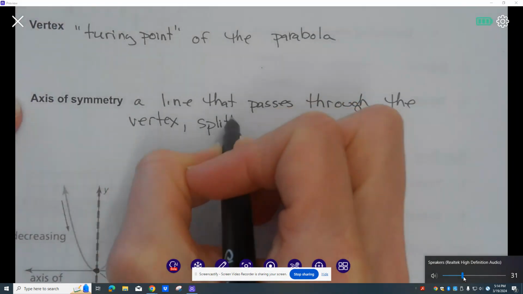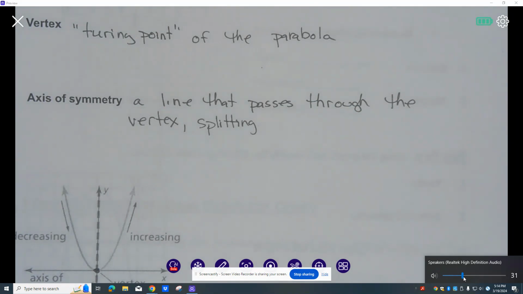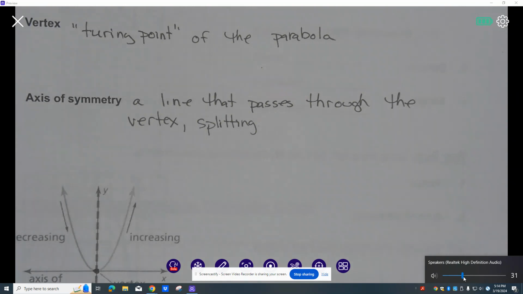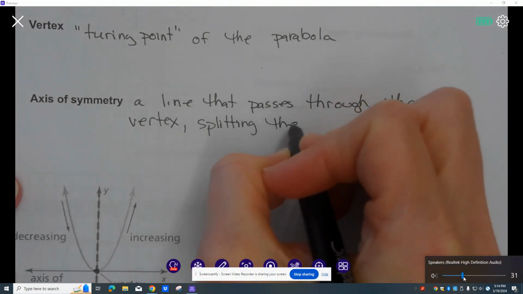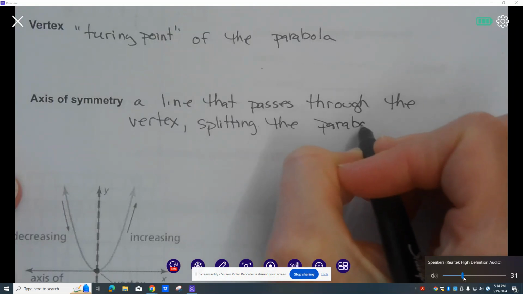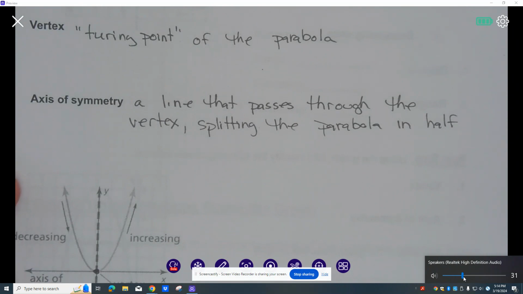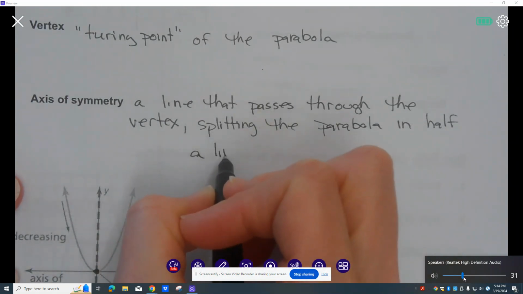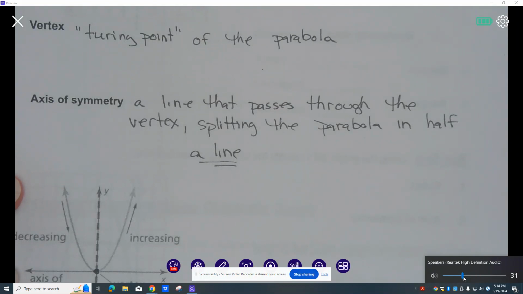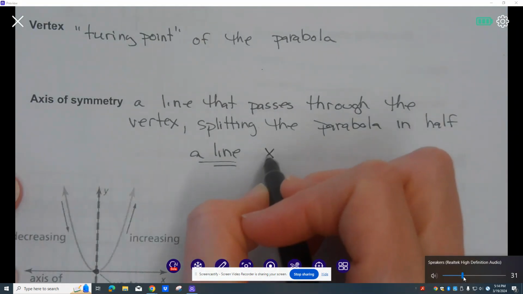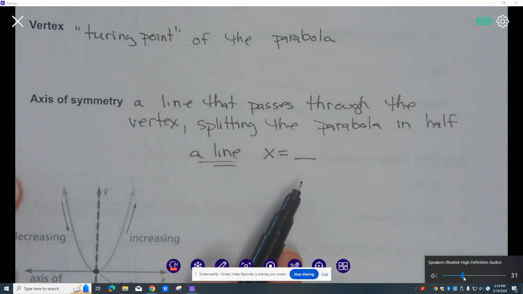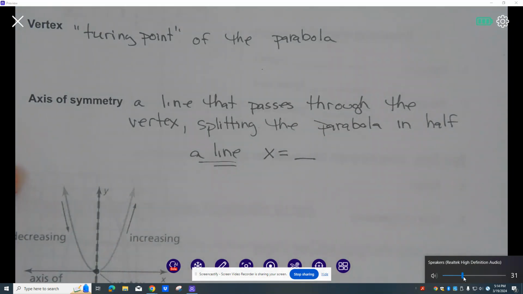a line that passes through the vertex, splitting the parabola in half. Okay? It is a line. It's actually a vertical line. The equation for vertical lines is always x equals. So vertical lines are x equals. So the axis of symmetry will always be written as x equals.